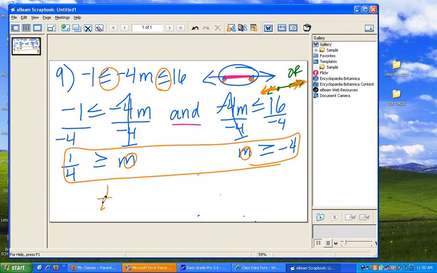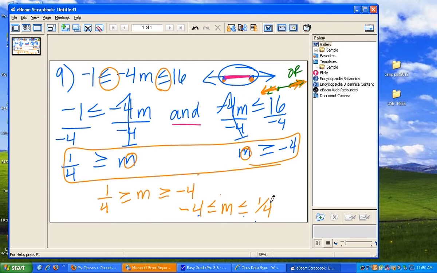So you say 1/4 is greater than or equal to M, which is the same thing, so I can leave it, M is greater than or equal to negative 4. Now the book wrote it differently, and this is why. Because I got a negative 4 on the right side, but on a number line, the negative 4 is on the left side. So they switch it, and they say it should be written as negative 4 is less than or equal to M, which is less than or equal to 1/4.